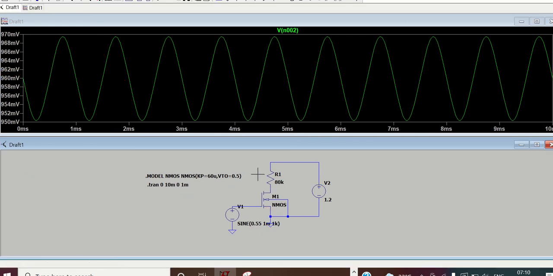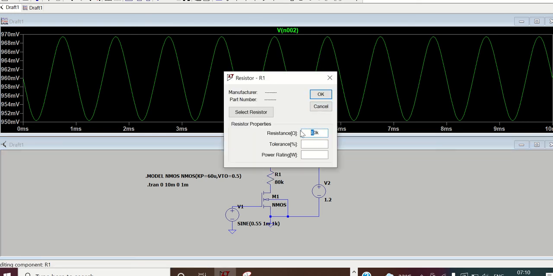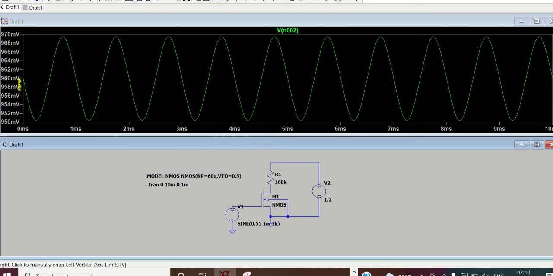Now we are not done with this. If I increase this R1, you can see the gain will increase. From 80k I make this 160k. Now you should see this gain doubling. From 720 millivolts, it has gone to 736 millivolts. So 16. Now we have an amplification factor of 16.